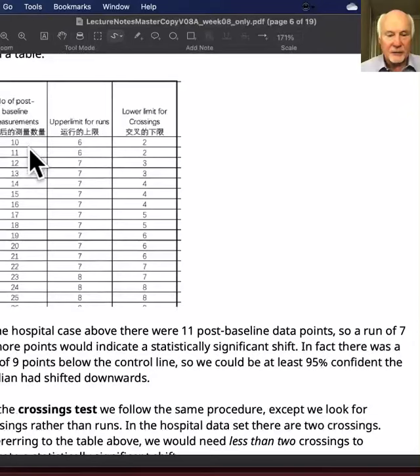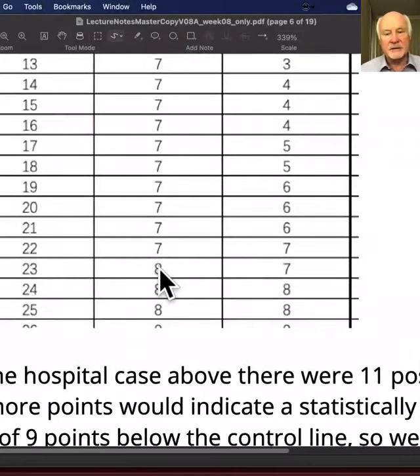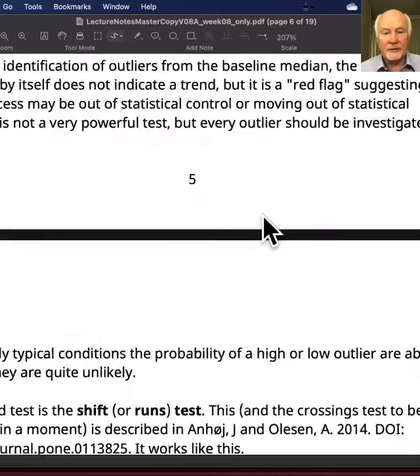Okay, so you'll see for however many data points it was, 23 I think, the upper limit for runs is 8. So what that means is we can't claim a significant shift until we see a run that is bigger than 8. And the other column here is the crossing. The crossings test would be we would want to see fewer than 7 crossings, so 6 or fewer crossings. We'll just go back and investigate the crossings.